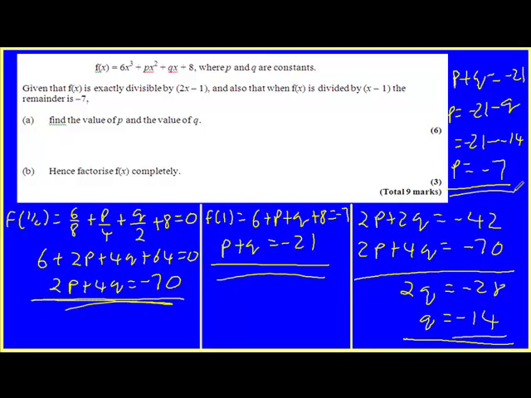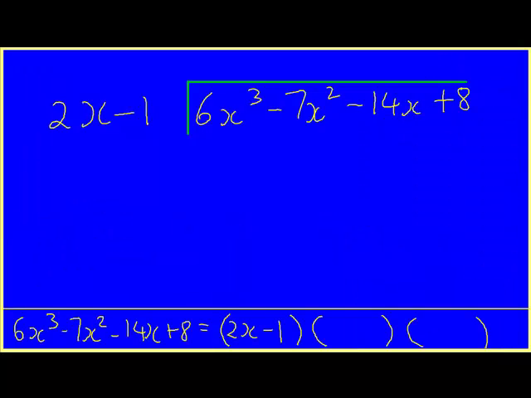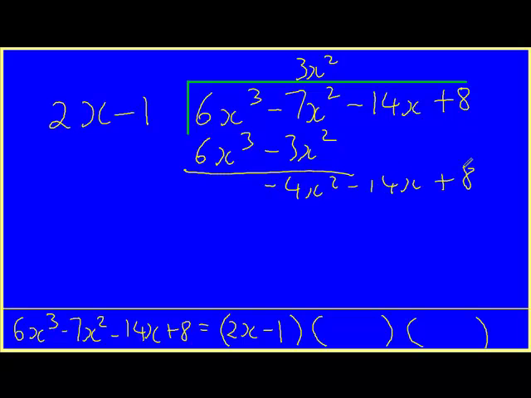Now the second part of the question asks us to factorise completely, and if we set the equation up here, I've got the value of p and q here. 6x squared divided by 2x is 3x squared, so that's 3x squared, and if I multiply that 3x squared by that, I'm left with 6x cubed, and that gives me negative 3x squared. Tidying this up, negative 4x squared, bring everything else down.